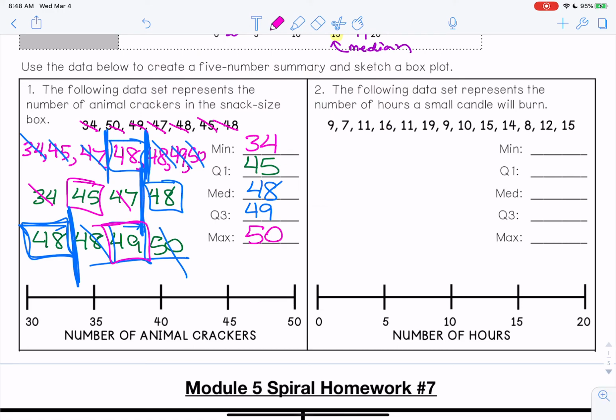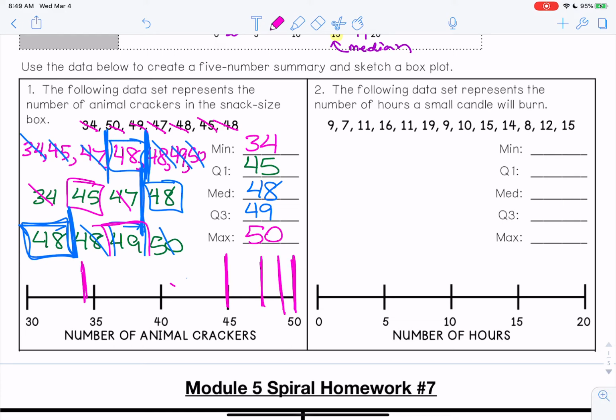Okay. So now when we draw our box plot, I know that 34 is my min, so I'm going to put a little whisker here at 34. I know 45 is my quartile 1. 48, I'm going to say is about here. 49 is my quartile 3, and 50 is my max.